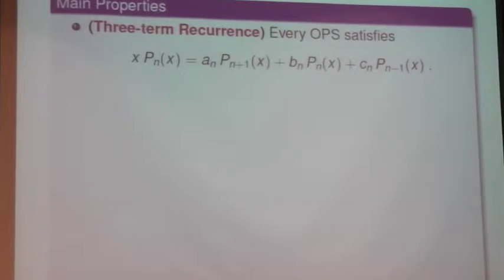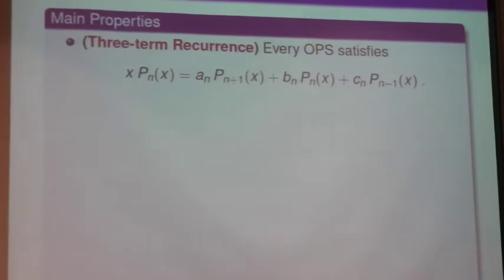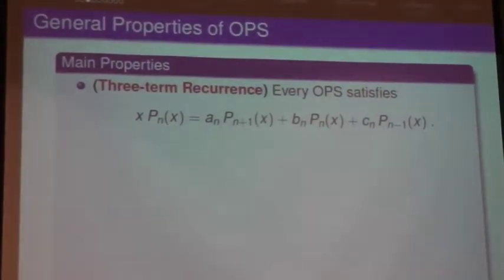Now, from the definition we get some results. First result, every orthogonal polynomial sequence, OPS, satisfies such a relation. X times Pn can be written as a linear combination of the three highest terms appearing here.